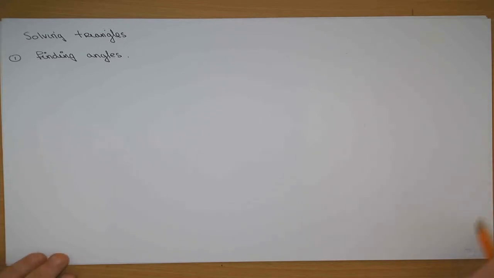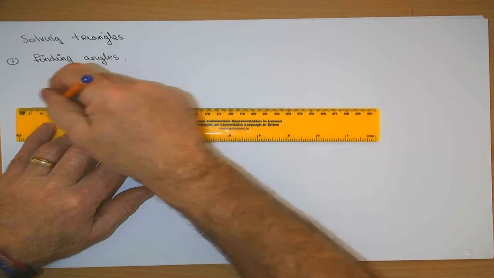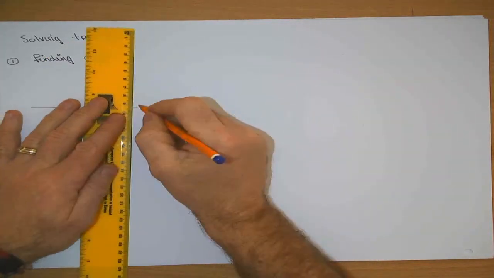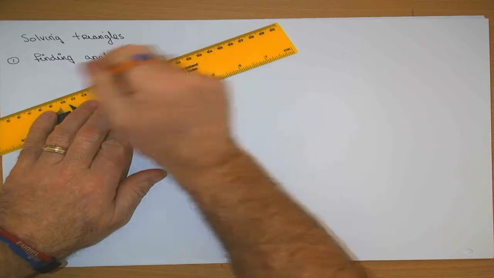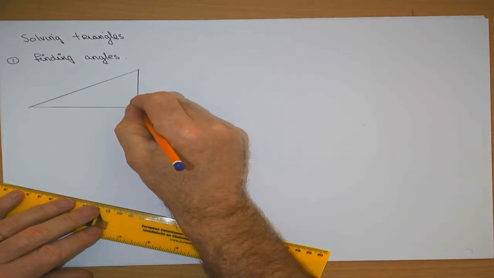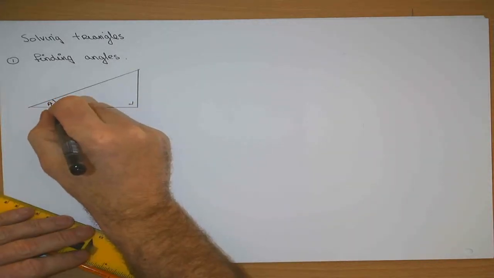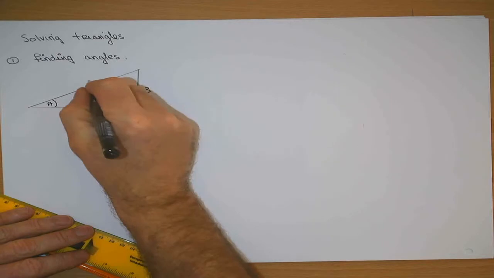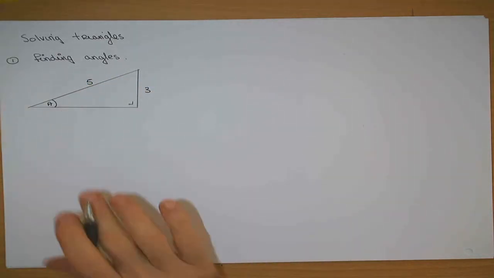Triangle. If I gave you this triangle, what type of triangle is it going to be? And I want you to find out that angle A. I'm telling you that's 3 and that's 5. I'm looking for angle A.